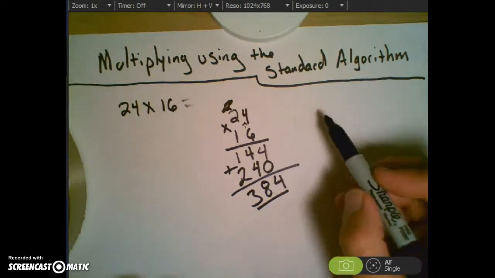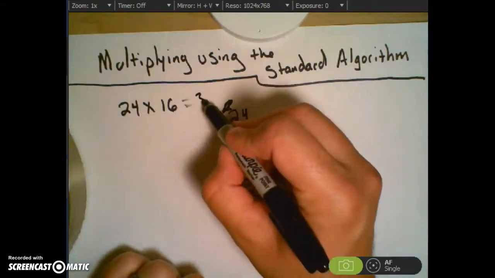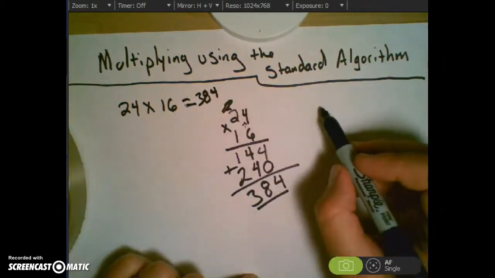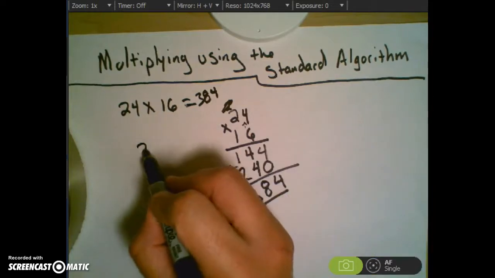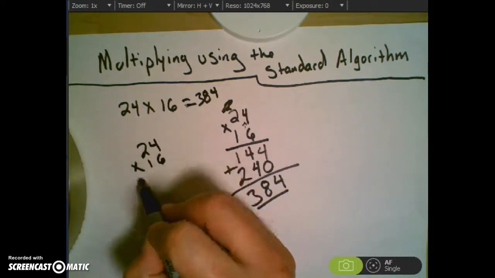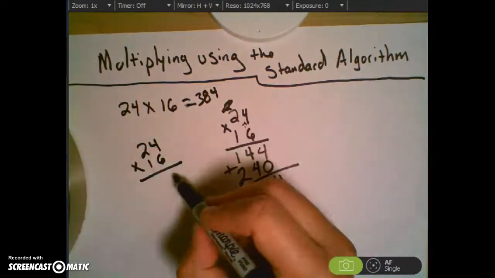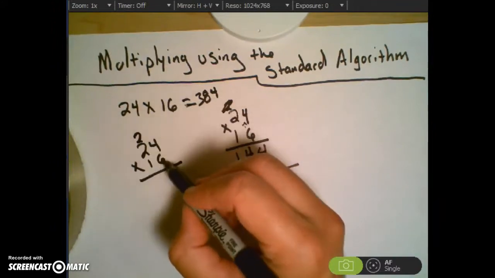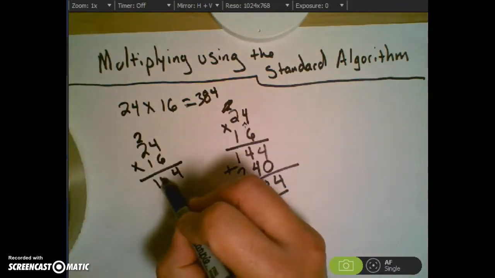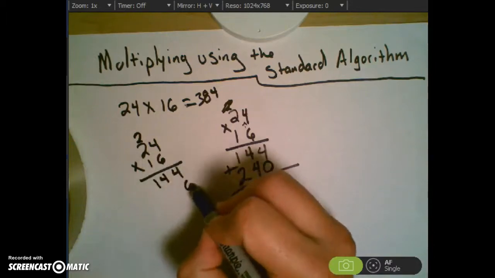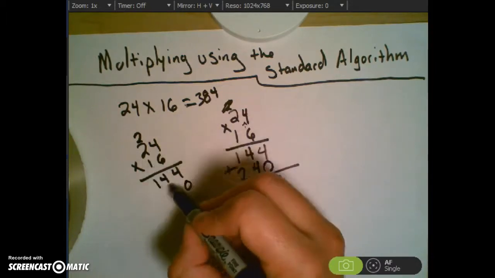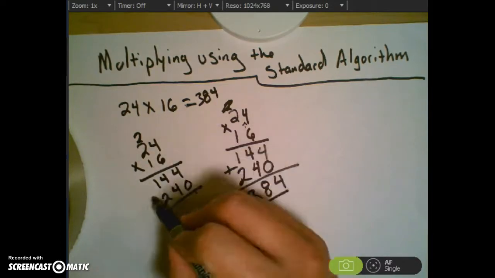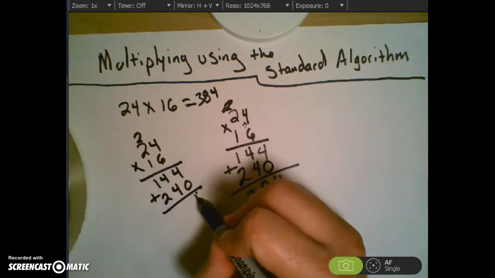Now, let's go back and let me write my answer up here. 384. Okay. So I explained it to you. Now I'm sure that in the past you probably had to explain it like this. 24 times 16: 6 times 4 is equal to 24. You carry your 2 up. 6 times 2 is equal to 12. Plus 2 more is equal to 14. And then you put your 0 in. 4 times 1 is equal to 4. And 2 times 1 is equal to 2. And then you drop, and then you just add these up, just like we did before.